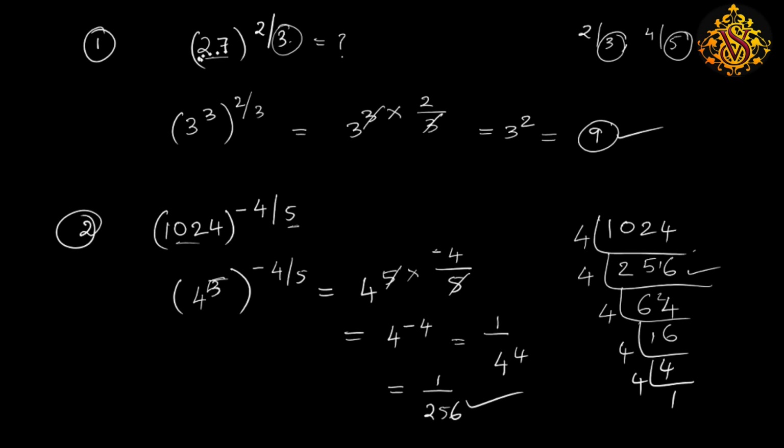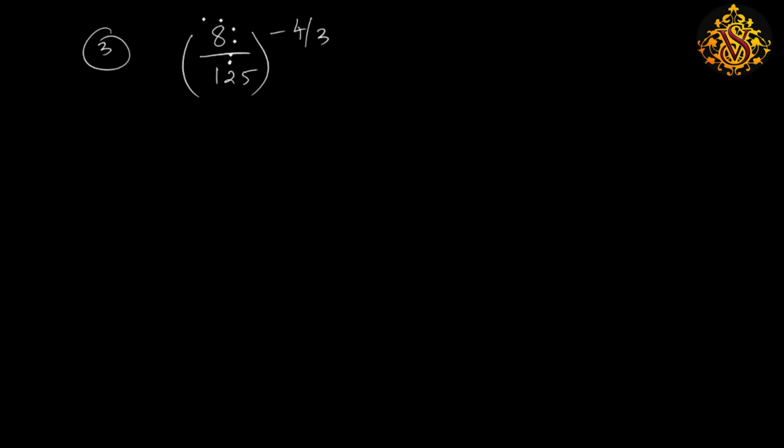And third question. 8 by 125, whole divided by minus 4 by 3. This sum is also in fractions, and the power is also minus 4 by 3. In the previous sums we have seen this kind of sums with only one-digit numbers, right? In this we have fractions.